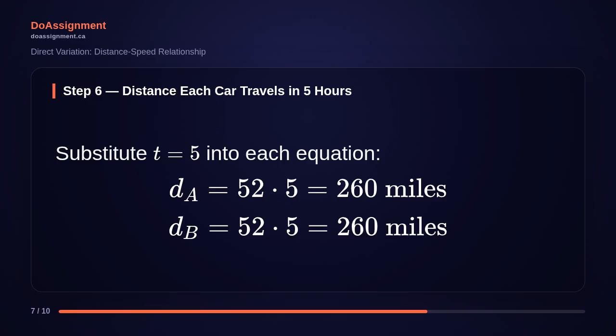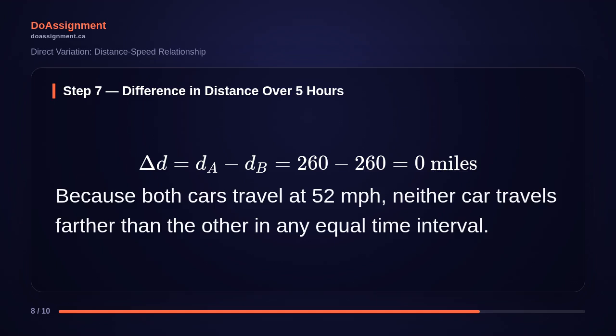Substituting t equals 5 into each equation, Car A travels 52 times 5 equals 260 miles, and Car B also travels 52 times 5 equals 260 miles in 5 hours. The difference in distance is 260 minus 260, which equals 0 miles. Since both cars travel at the same speed of 52 miles per hour, they cover identical distances in any equal time interval.